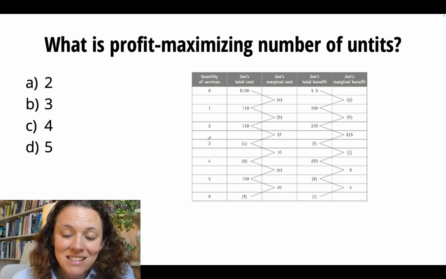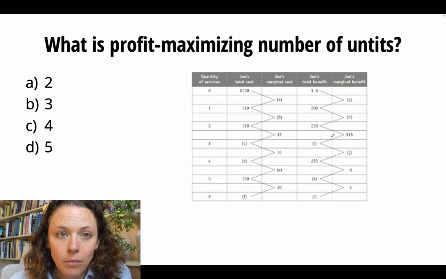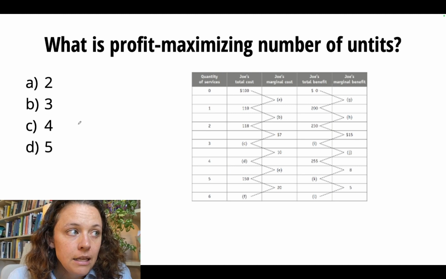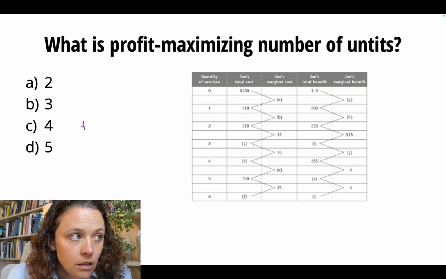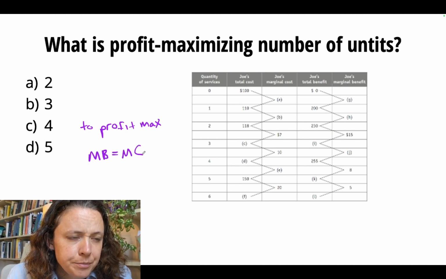The next question is then, what is the profit maximizing number of units? And we've got some choices here, focusing on 2, 3, and 4. Now the key thing we want to remember is that to profit maximize, we need to set the marginal benefit equal to the marginal cost. So marginal benefit equals marginal cost.